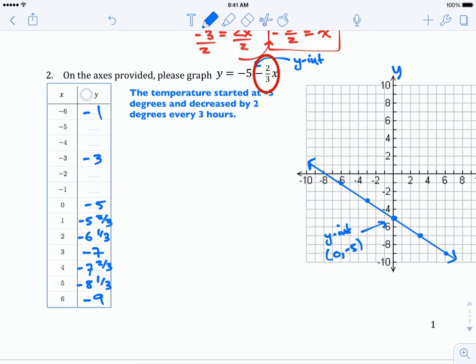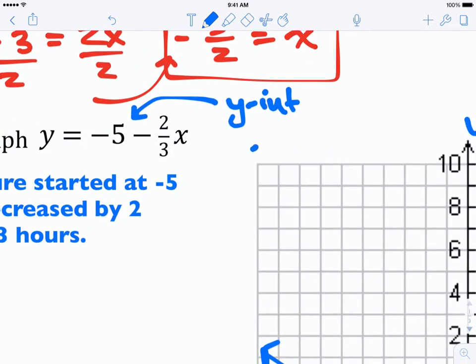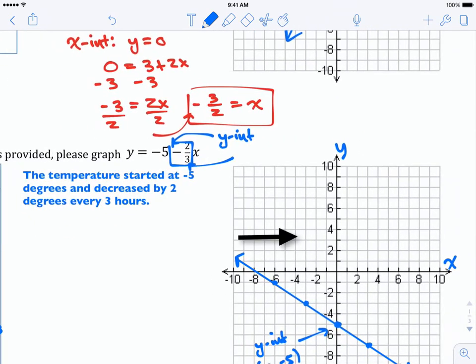But the kind of modeling and using it by, it decreased by 2 degrees every 3 hours, I think it's a lot easier for your table of values and for your graph. We've got our y-intercept. We know that our slope in this case is negative 2/3, and it's important to note that our slope is negative. Hence, as we read this graph from left to right, our line slopes downwards.